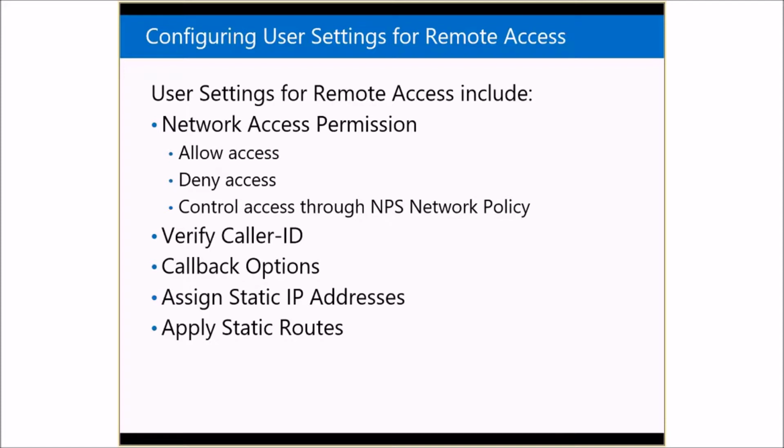We can assign static IP addresses, we can give them IP addresses through a pool, or we can integrate it with our DHCP server. We can also configure what's called static routes. When we do our site-to-site VPN, we will be configuring a route from this site to that site and vice versa. So you know what routes are, right?